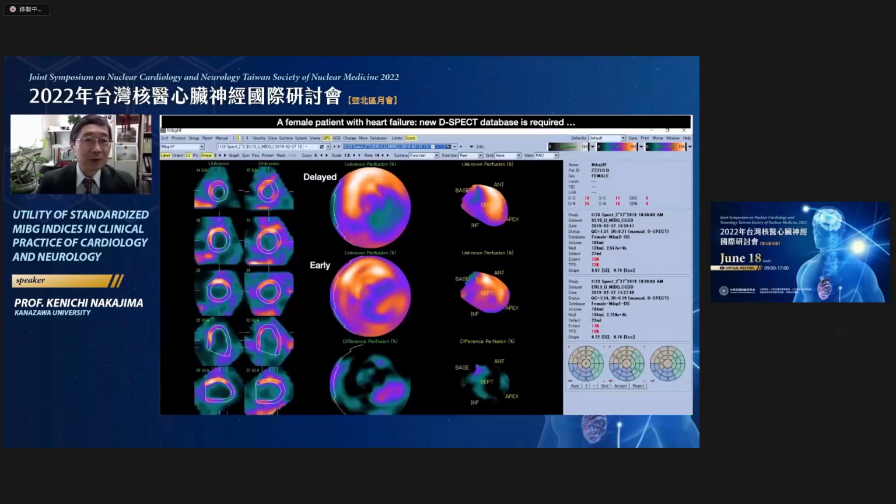For example, this image is made by D-SPECT in a female patient with heart failure. We can see a significant defect here in the delayed image. But in order to apply defect scoring, we need a new normal database. We are now creating new D-SPECT databases, and it will probably be finished within this year.